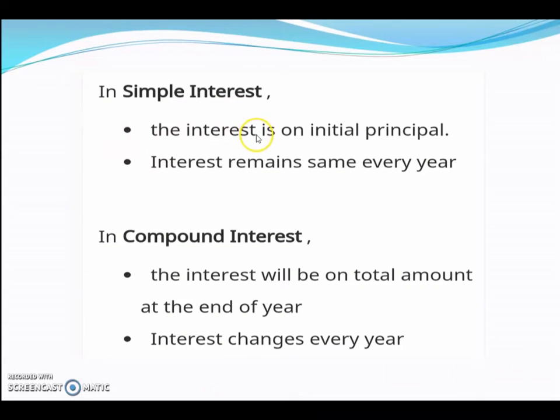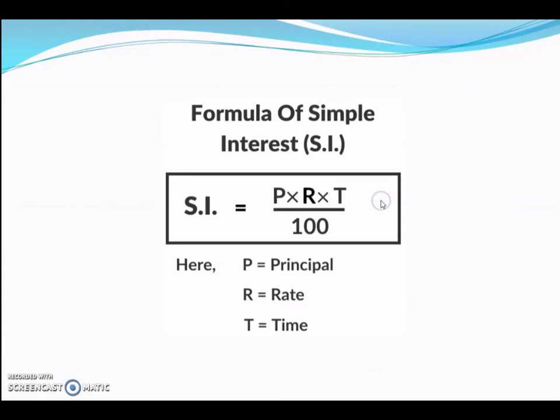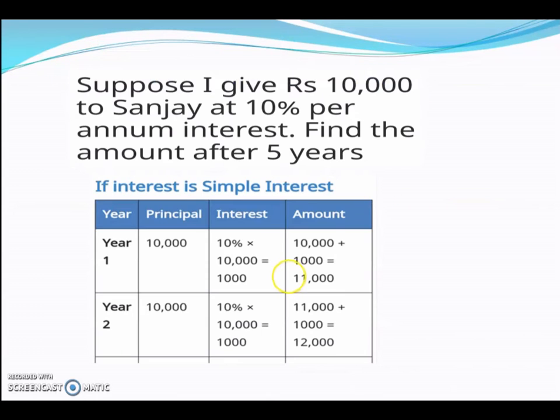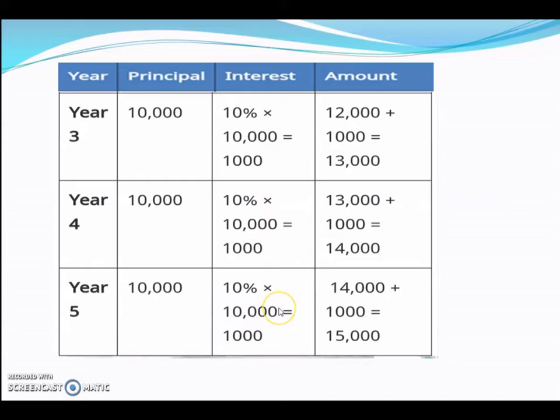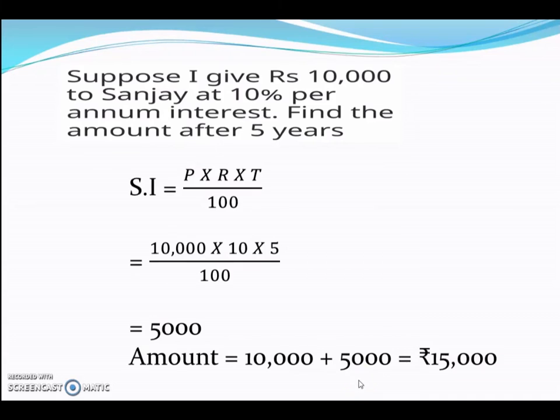So in simple interest, the interest is on the initial principal and interest remains the same every year. If you go back here and see, every year the interest was 1,000. You are finding 10% of 10,000 every time. First year also it is 10% of 10,000, that is 1,000. Second year also it is 10% of 10,000, and so on. In every year, the interest remains the same, that is 1,000. And principal also remains the same. Only the amount is changing.